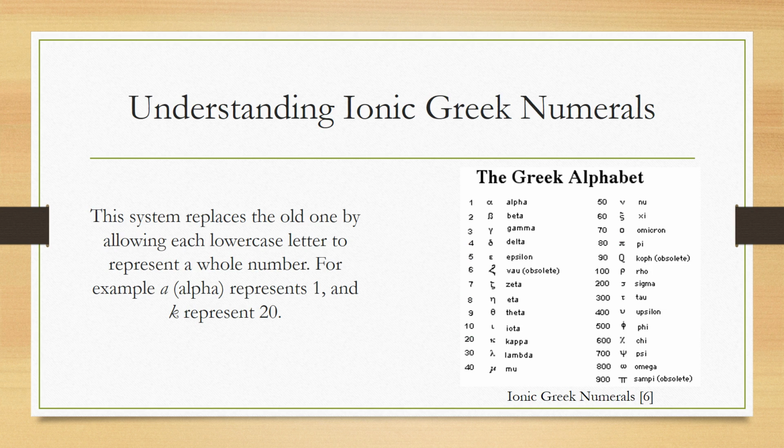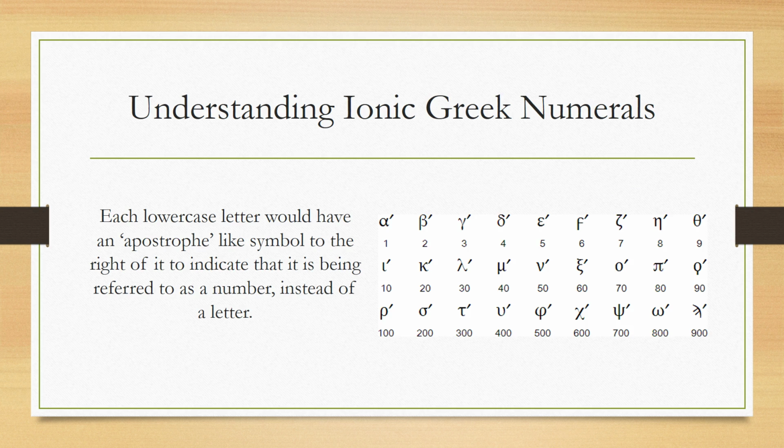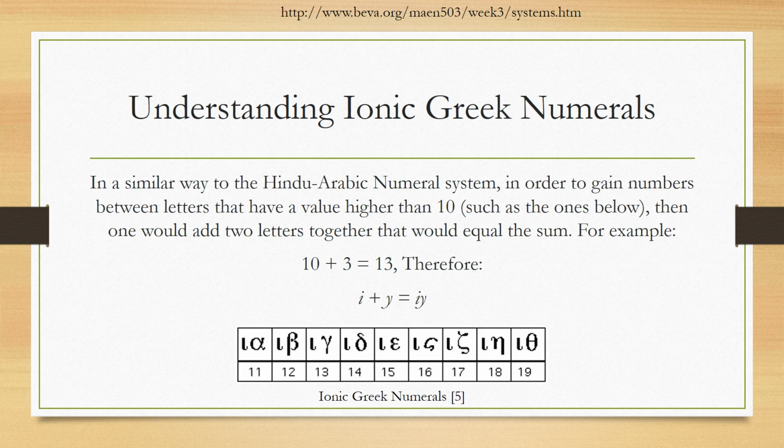For example, A, or alpha, represents 1, and K represents 20, and you can see that to the right. Each lowercase letter would have an apostrophe-like symbol to the right of it to indicate that it was being used as a reference for a number instead of a letter, just so that it was not confusing for anyone reading.